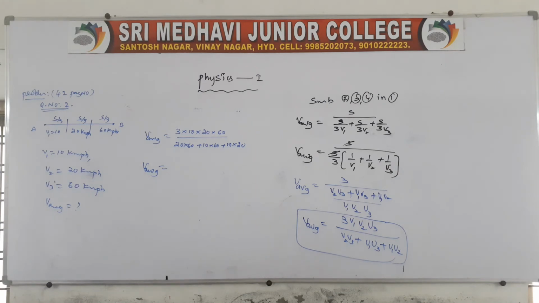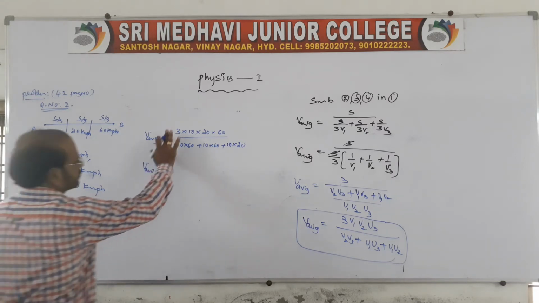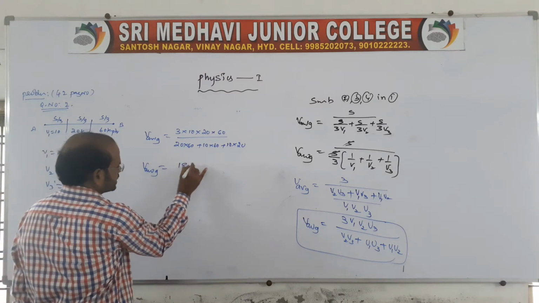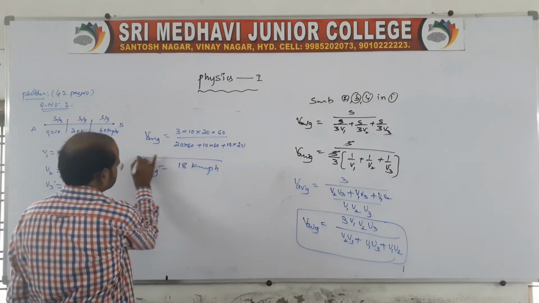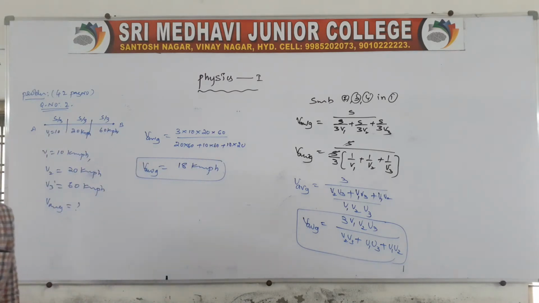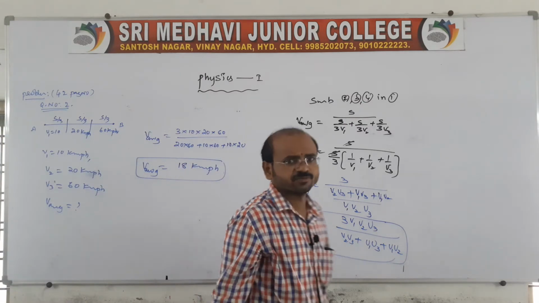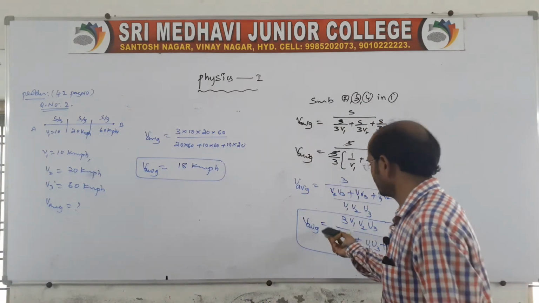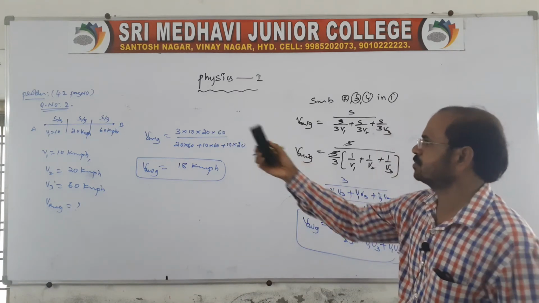Okay, so finally we get the average speed equal to 18 kilometer per hour. If you simplify this, you may get 18 kilometer per hour. This is the average speed. If you go through the simplification, you will get 18 kilometer per hour. So this is for the basis of first one third, second one third, last one third. For this formula, this is an example problem.